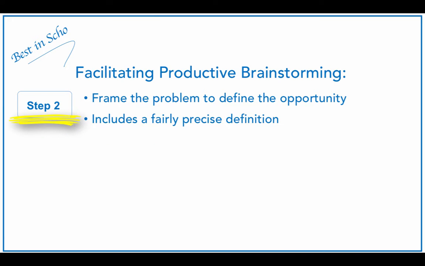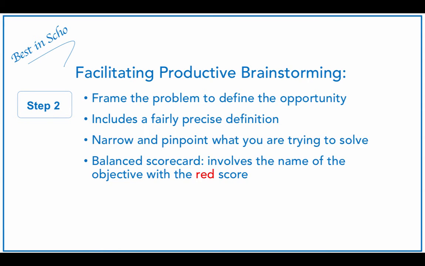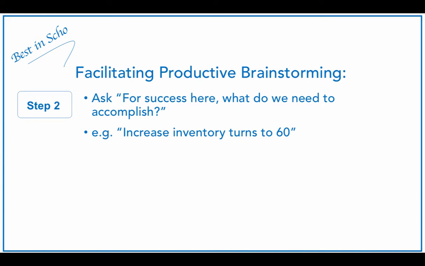Step 2 is to frame the problem to define the opportunity. This will include a fairly precise definition of the problem. Part of step 2 is to narrow and pinpoint what you are trying to solve. For example, if a balanced scorecard is used, the definition will involve the name of the objective with the red score. One way of defining the problem is to ask, for success here, what do we need to accomplish? For example, perhaps the opportunity is defined as to increase inventory turns to 60.